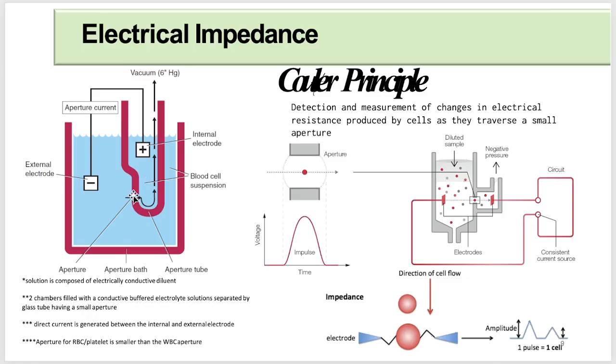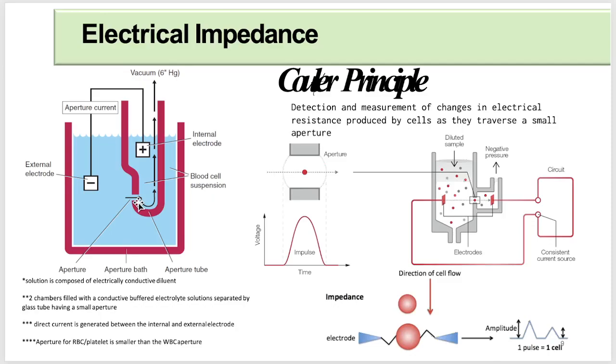So again, let's go back to the principle. You detect and measure the electrical resistance produced by the cells passing or traversing the small aperture. As simple as that. That is your Coulter principle. I hope that is clear.